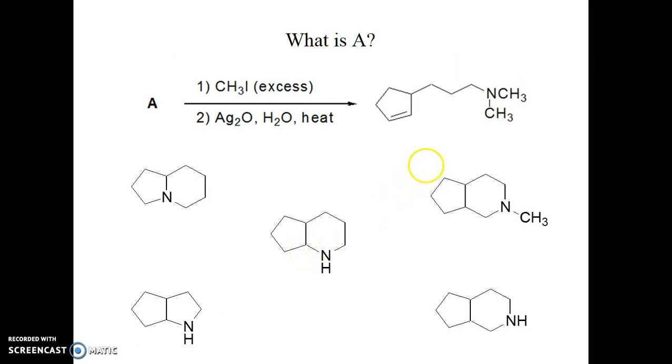What is A? Well, if I look at this, I know these are the conditions for Hofmann elimination. So this nitrogen must have been on this alkene. So it had to have been the nitrogen here or here. If I look, the 5-membered ring with the nitrogen attached, it has to be either this one or this one. If I look up here, how many carbons are around the chain to the nitrogen? 1, 2, 3. There's only 2 here. There's 3 here. So this was the compound.